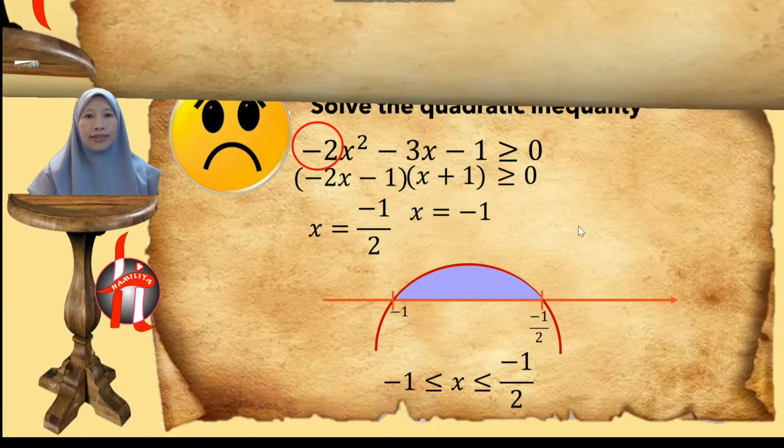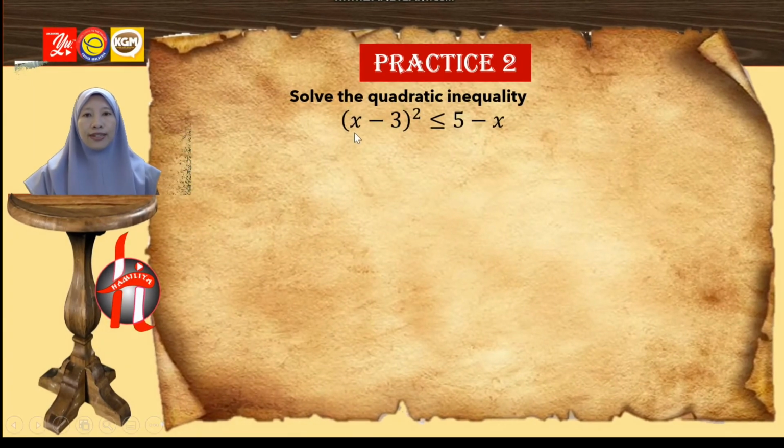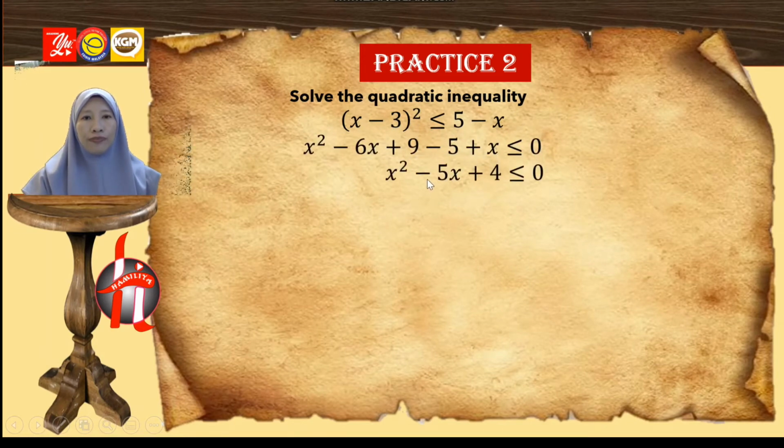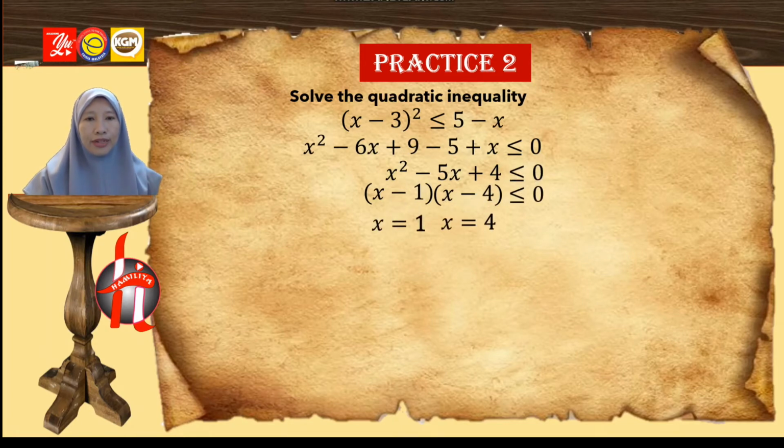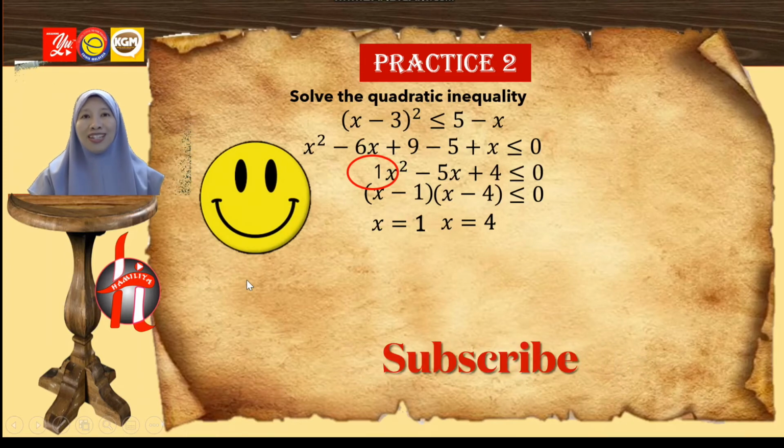Let's look at practice number 2. Now here we need to expand this expression, arrange it in general form, simplify it, and factorize the quadratic inequality to get the roots. After that, before we sketch the graph, we look at the a, or the coefficient of x squared, which is positive, so we are going to sketch a happy quadratic graph.